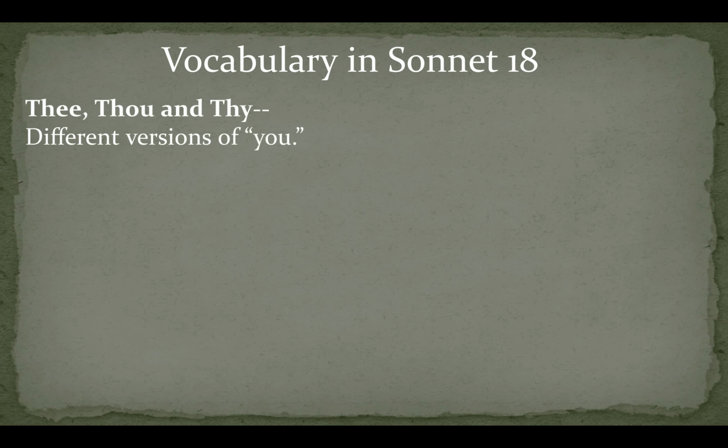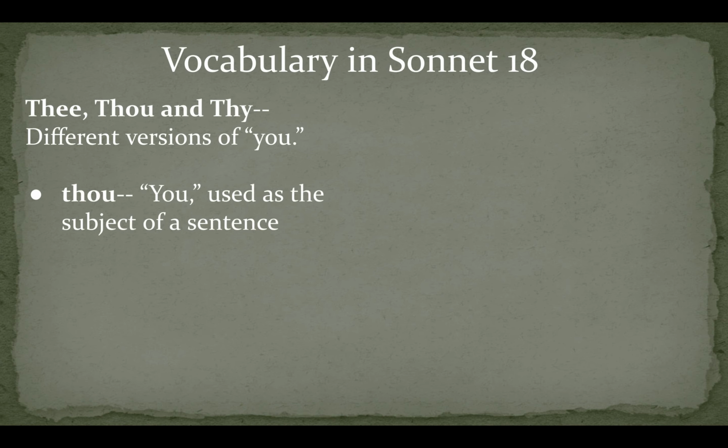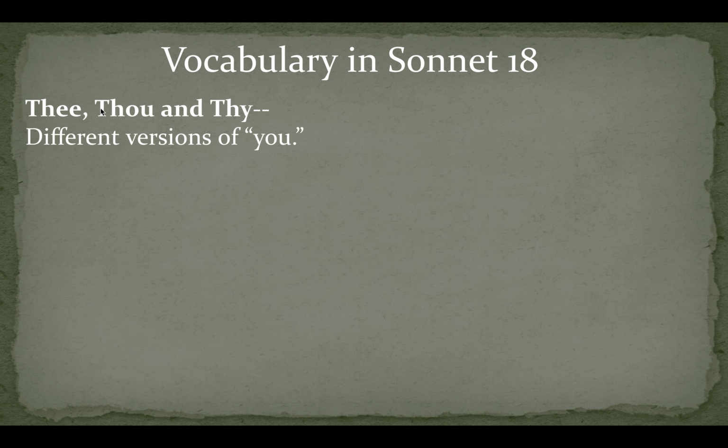So let's look at some of the general vocabulary. So thee, thou, and thy. These are all different versions of the word you in how Shakespeare was speaking. Now you might think, oh, that's so formal, sounds like the Bible. To some degree, people spoke like this. People in upper classes were speaking different from people in lower classes, but this is how some people were speaking, and certainly how they were writing in formal language.